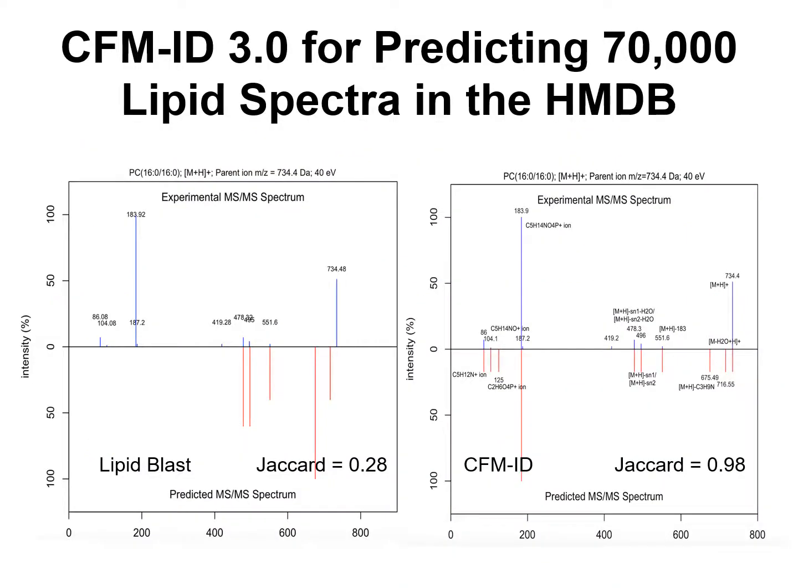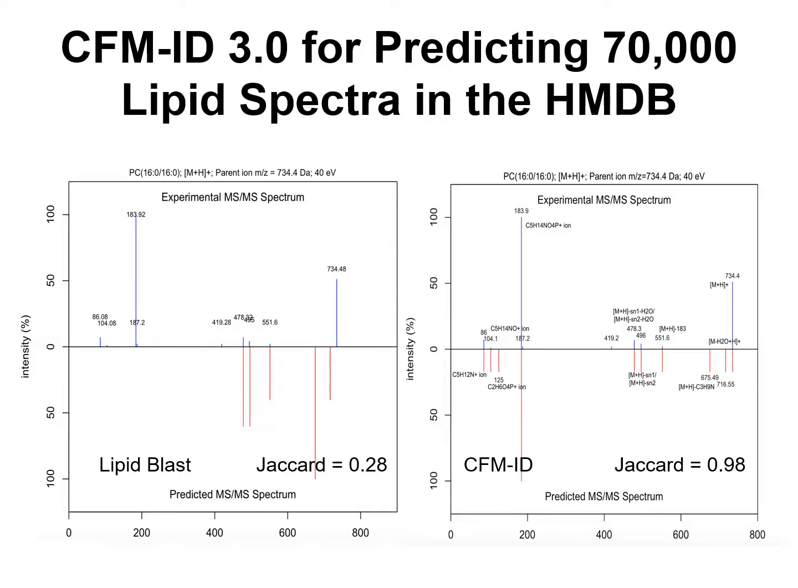I'll just show you an example of how the lipid version of CFMID, this recent version, is able to predict lipid spectra. On the right is what version 3 is able to do in terms of its prediction. So the red spectrum is the predicted, the blue one is the actual one. We can rank or evaluate the score, what's called a Jaccard score, which matches peaks to peaks, and this Jaccard score is 98% correct.